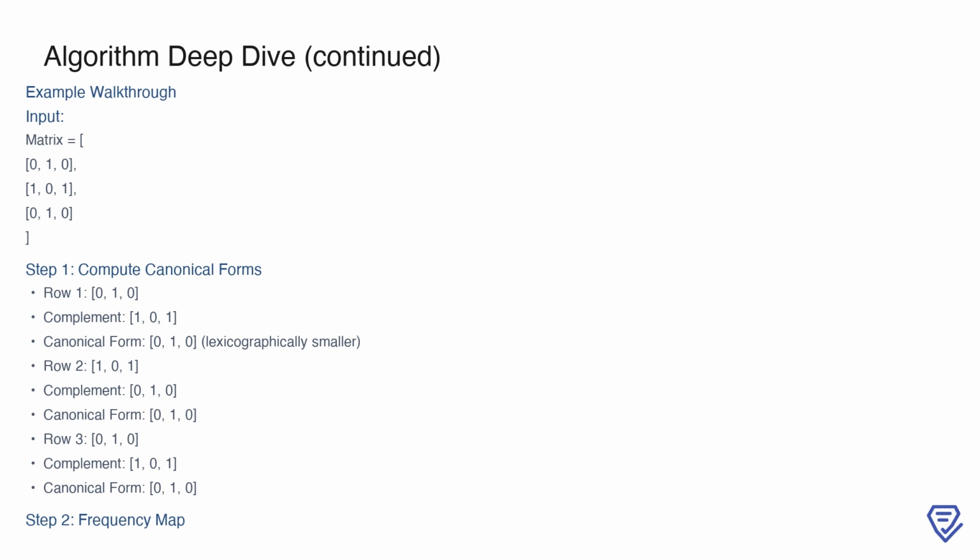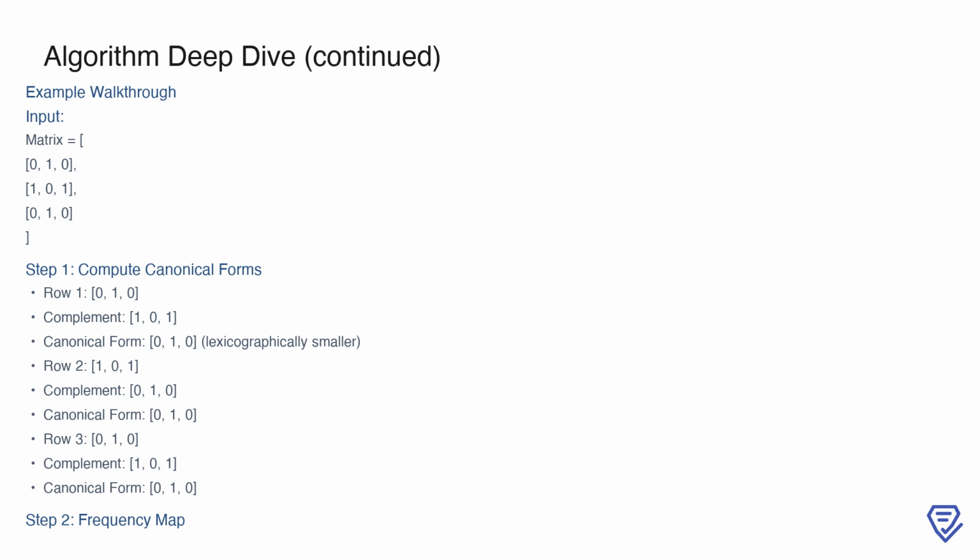Consider a matrix with 3 rows: 0, 1, 0; 1, 0, 1; and 0, 1, 0. For the first row, 0, 1, 0, its complement is 1, 0, 1. Comparing these, we find that 0, 1, 0 is lexicographically smaller, so it becomes the canonical form. For the second row, 1, 0, 1, its complement is 0, 1, 0. Again, the canonical form is 0, 1, 0.